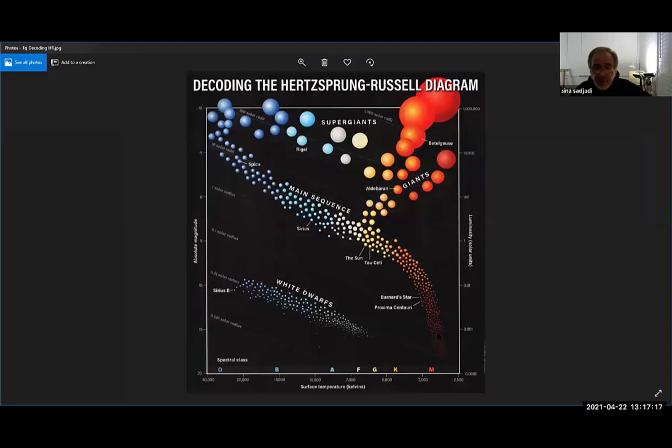But here, there is a little hump actually. It's not a straight line. There's a little hump. The hump happens in the A stars. Something weird happens in the A stars.